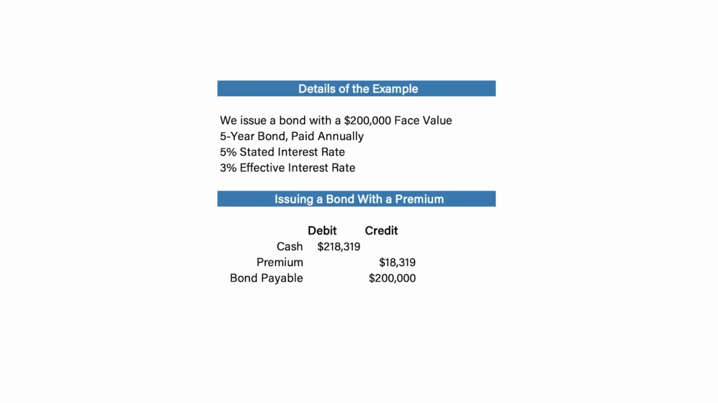So now let's look at the journal entry for initially issuing this bond from the seller's perspective. So the seller is going to receive this amount of cash at the issuance. The bond payable is still going to be for the face value of the bond because we only have to pay back $200,000. And the premium is going to be the difference between the two. So premium is always a credit.